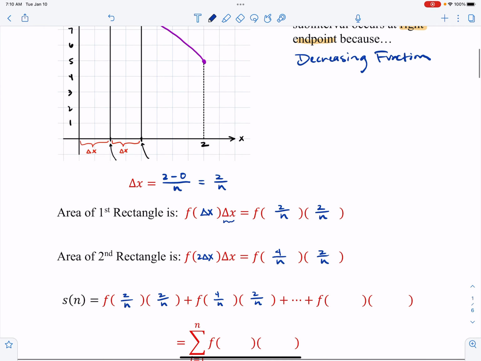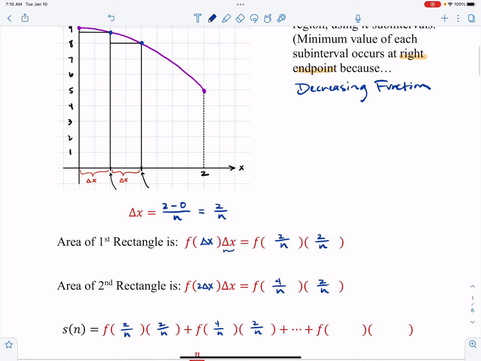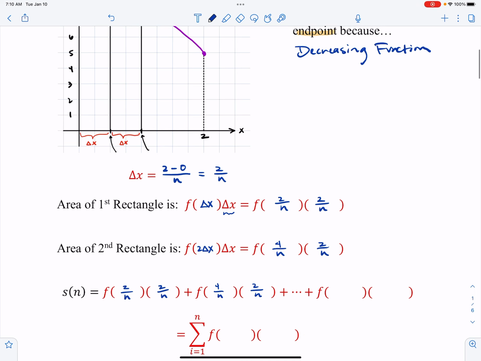And then the last rectangle: since we're finding the lower sum and using the right endpoint to calculate the height of each rectangle, for the last rectangle, of which there are n, the height would be f of 2, right? The right endpoint of that last subinterval, times 2 over n. So times delta x.